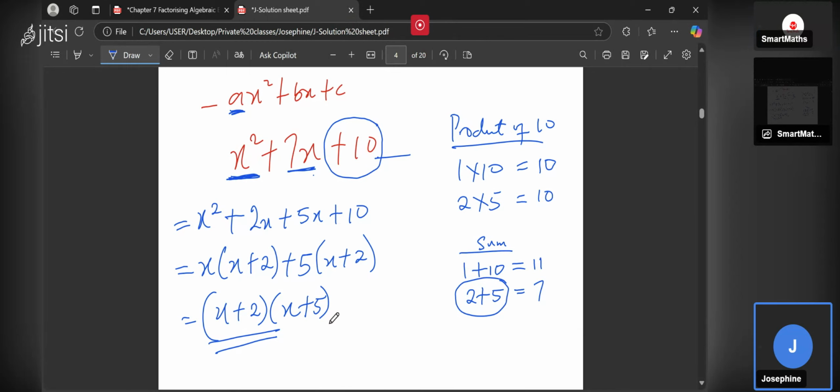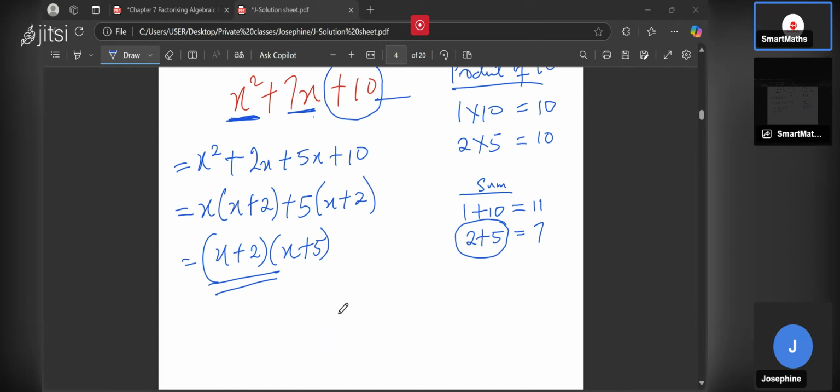For the middle one, I will do the sum? The thing is, the constant is always the product, and the middle term is the sum. Okay. Let's look at another example to make it clearer now. Let's have m squared minus 6m plus 8.